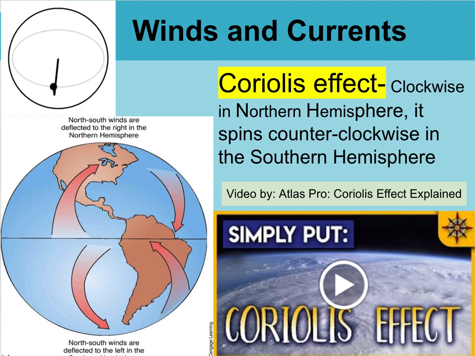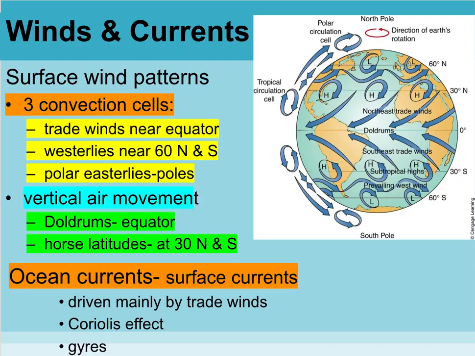So winds are also very affected by the Coriolis effect, and not just winds, but currents in the water. And we'll talk about how that happens. But the Coriolis effect is the spinning of the Earth that affects the northern and the southern hemisphere differently. So in the northern hemisphere, these wind currents will spin clockwise, whereas in the southern hemisphere, they will spin counterclockwise. And this is a video by Atlas Pro called The Coriolis Effect Explained that shows you some great visuals of what that looks like. So you get the wind spinning in different directions, and you get various cells that move in those directions that we can kind of categorize.